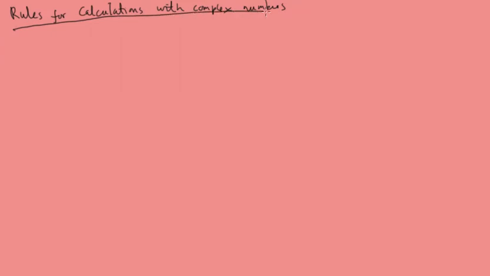So we can also do calculations involving complex numbers. So we're going to look at the rules for calculations with complex numbers. And to do this, we're going to take two complex numbers and use them as examples. So we've got z1 is equal to 2 plus 3i, and z2 is equal to 8 minus i.